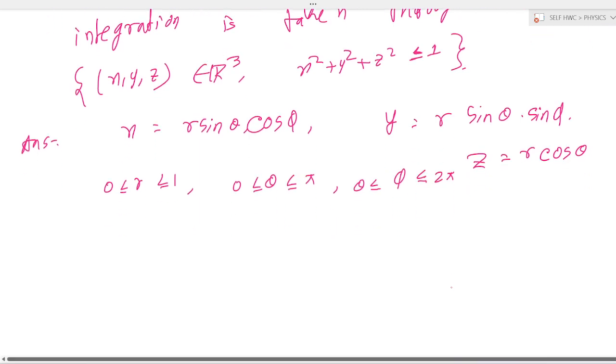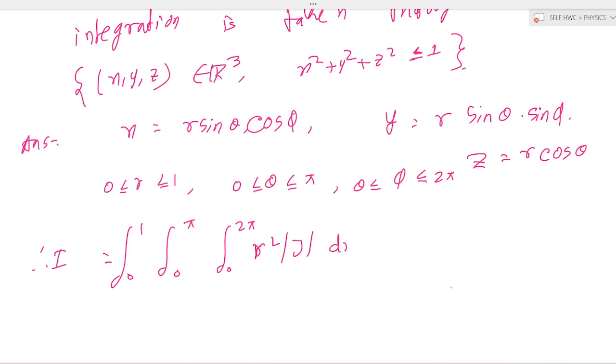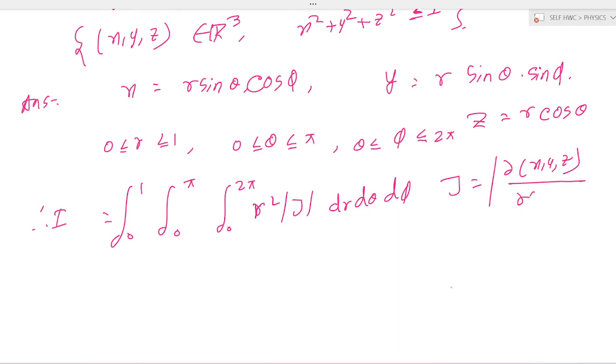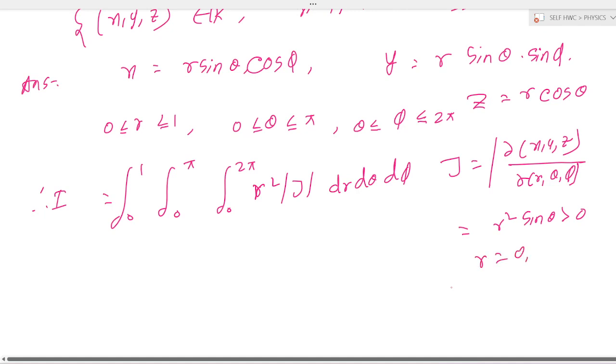Putting in this region, lower limit and upper limit, 0 to 1, 0 to pi, and 0 to 2 pi, and this value r square, the Jacobian, dr d theta d phi. So J means d(x, y, z) by d(r, theta, phi), and is equal to r square sine theta, which is greater than 0 except when r is equal to 0 and theta is equal to 0 or pi.